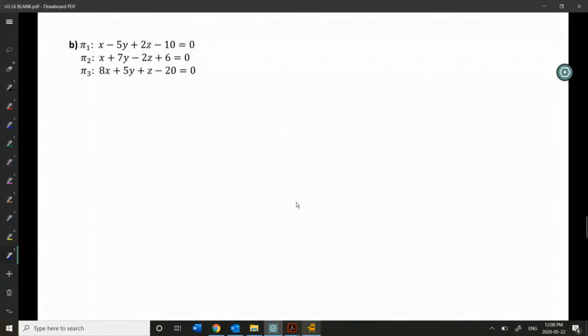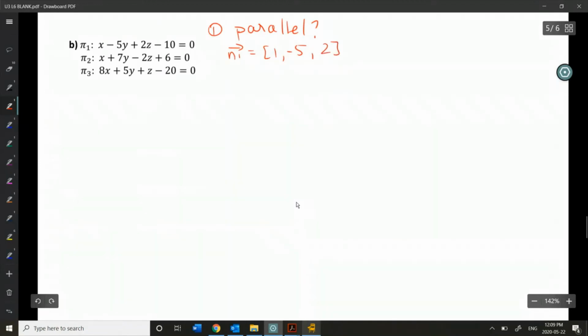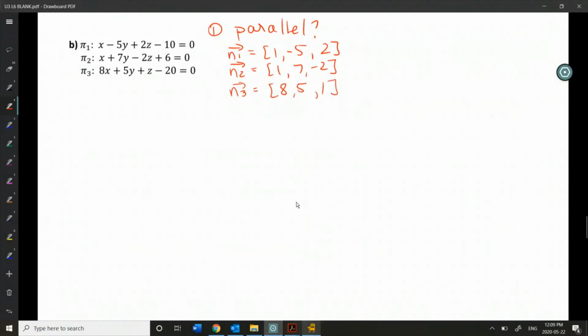Okay, let's take a look at another example here. The first thing that we're going to do is check for any parallel planes. Normal 1 is 1, negative 5, 2. Normal 2 is 1, 7, negative 2. So I can already see that these two are not parallel. And normal 3 is 8, 5, 1. So no sets of these are parallel. We're not necessarily looking to see if all of them are parallel, but do we have any sets that are parallel? That would be a no. So we have no parallel planes for this one.